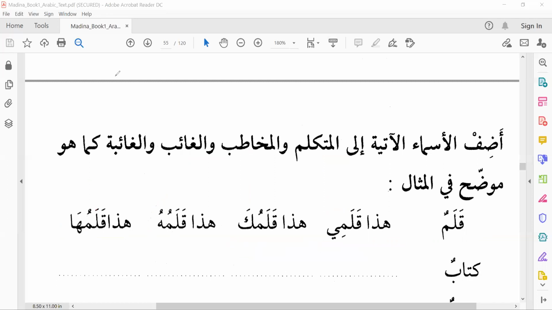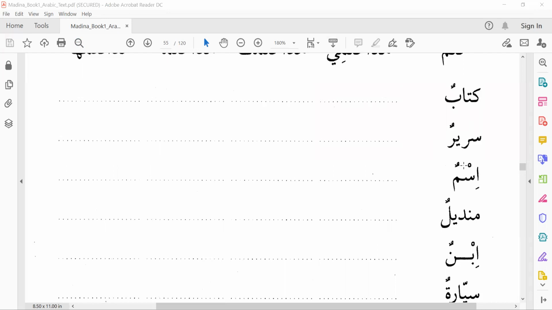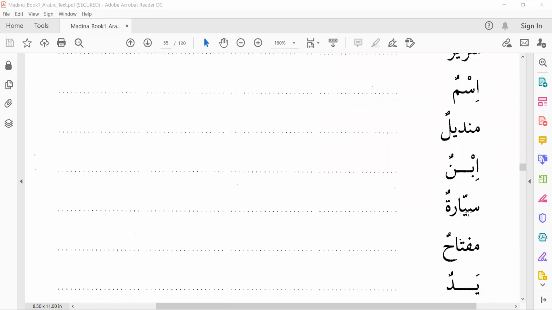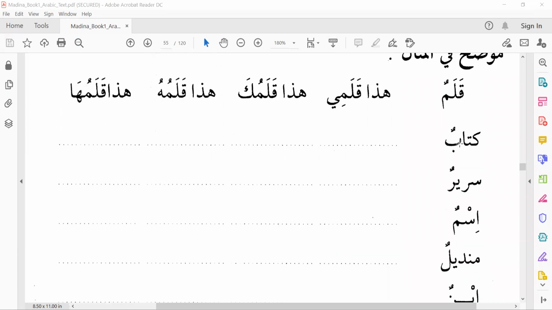We have to do this exercise in the same format. You have to use kitabun, sarirun, ismun, mindilun, ibnun, sayyaratun, miftahun, yadun. You have to join all these to the first person, second person, third person, and third person feminine. Okay? It's very simple. Hada kitabi, hada kitabuka, hada kitabuhu, hada kitabuha. Sarirun, bed. Hada sariri, hada sariruka, hada sariruhu, hada sariruha.